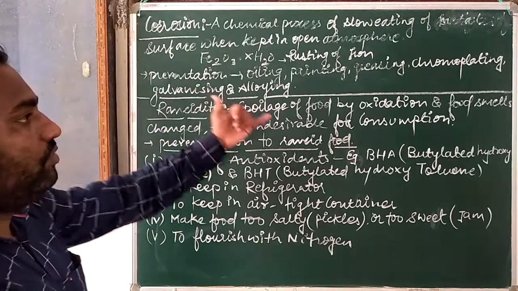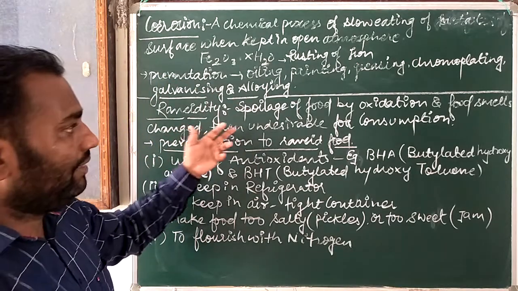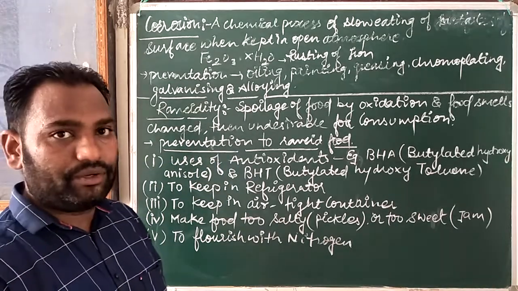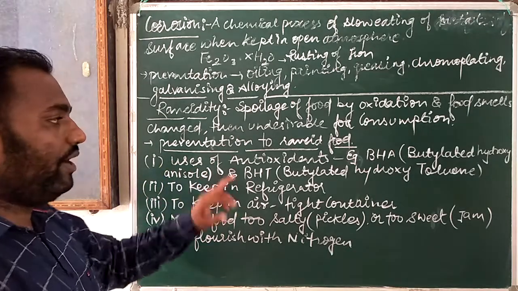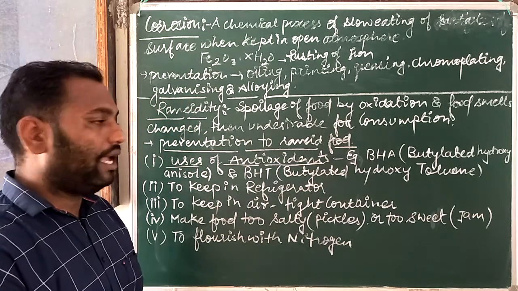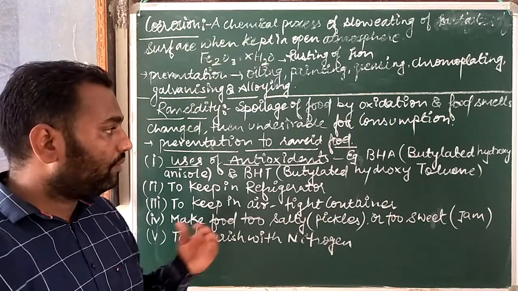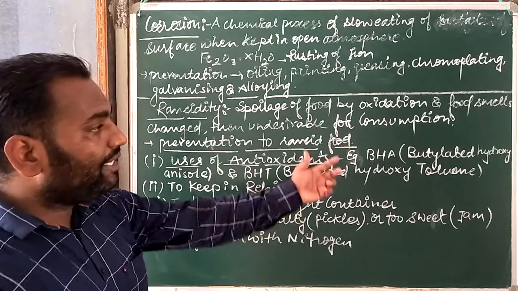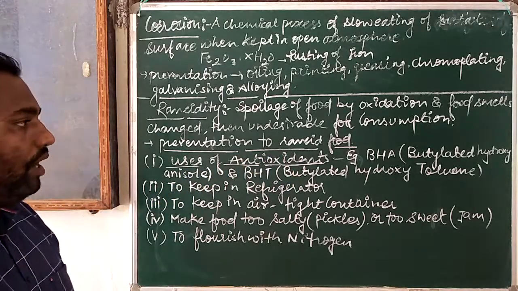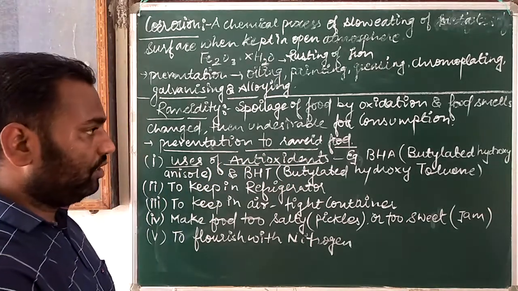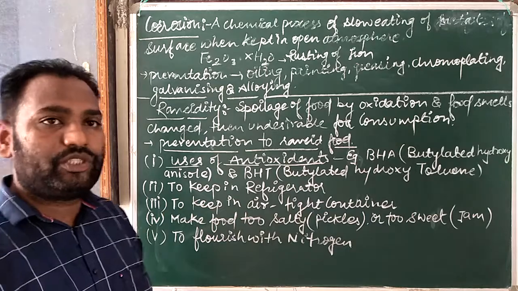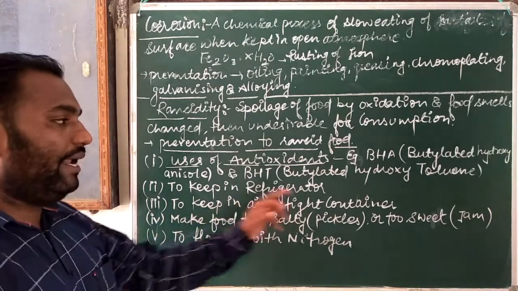So spoiling of food by oxidation, or food smell changing, makes it undesirable for consumption. What are the preventions to become rancid? First, the use of antioxidants. If we use antioxidants in food, they do not let the food oxidize. BHA and BHT, butylated hydroxyanisole and butylated hydroxytoluene, are two antioxidants we can use in food to prevent it from becoming rancid. And to keep in a refrigerator, make it cool. To keep in an airtight container.